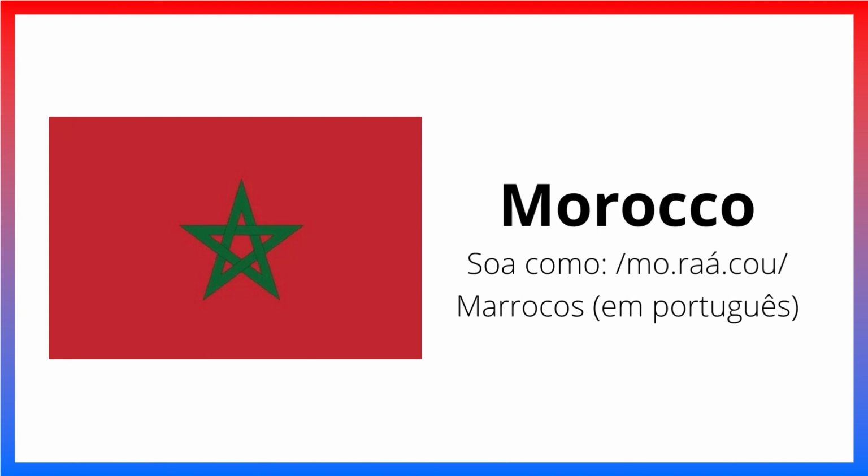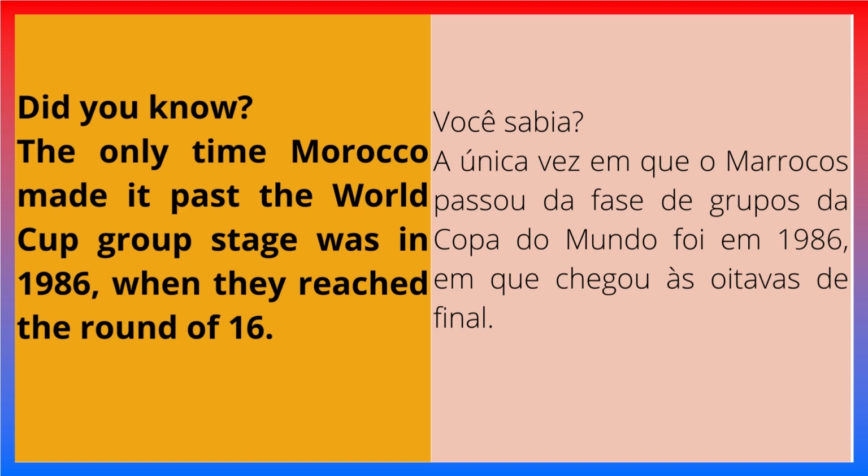Morocco. Did you know? The only time Morocco made it past the World Cup group stage was in 1986, when they reached the round of 16.